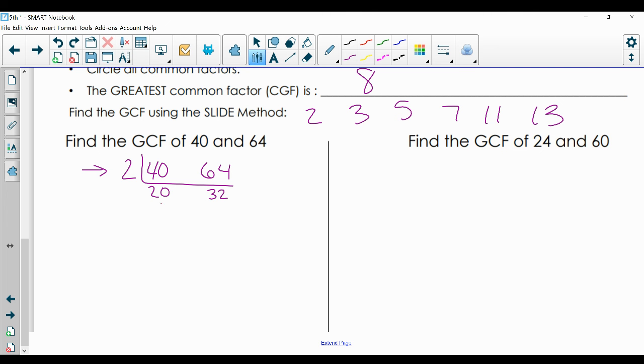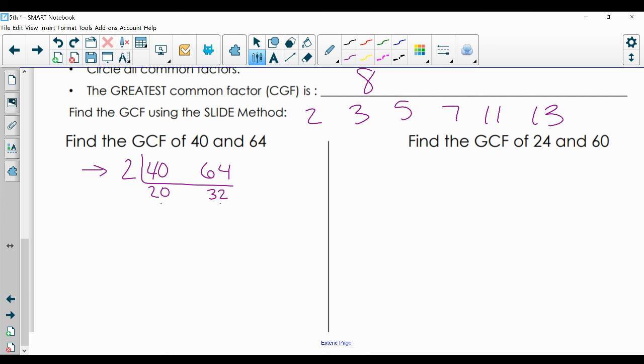Okay? So now we've got 40 and 32. I mean, not 40, 20. 20 and 32. We keep going until there's nothing else that can come out of them. Is there anything that can come out of 20 and 32? Think about your multiplication facts. What's something that can come out of both of them? 2. Use 2 again. Is there a bigger number?